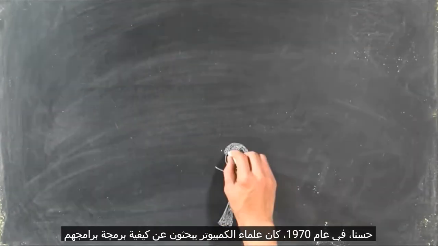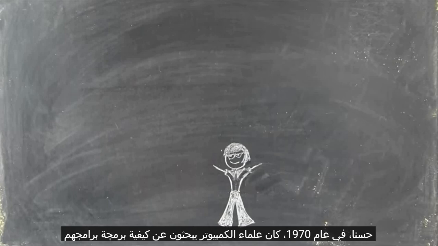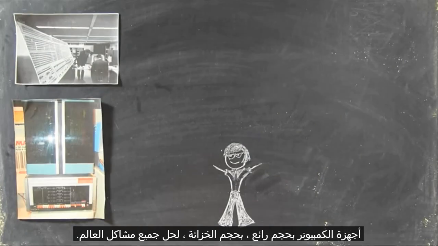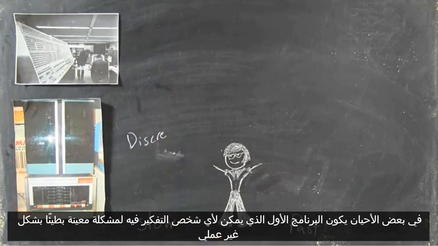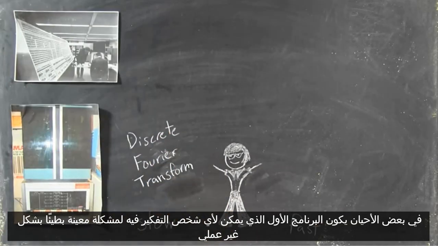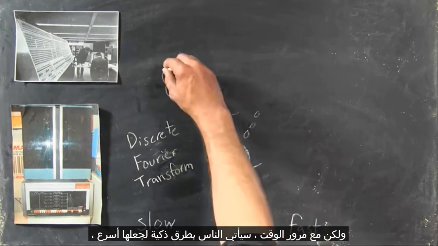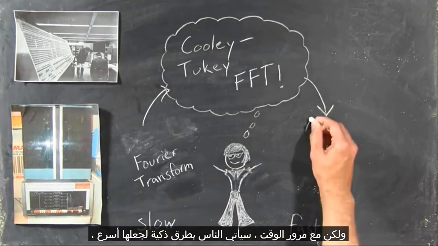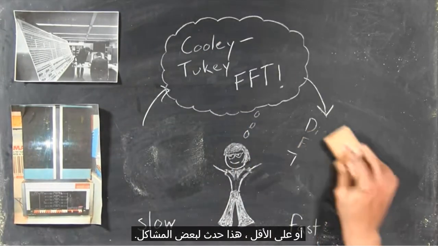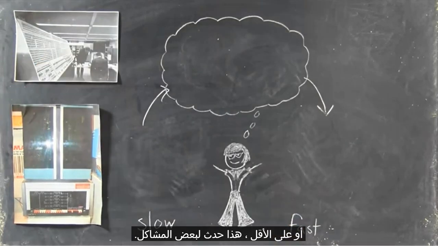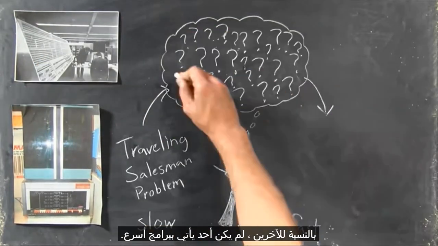Well, back in the 70s, computer scientists were busily figuring out how to program their retro-fabulous cabinet-sized computers to solve all the world's problems. Sometimes the first program anyone could think of for a particular problem would be unworkably slow, but then, over time, people would come up with clever ways to make it faster. Or at least, that happened for some problems. For others, nobody was coming up with faster programs.